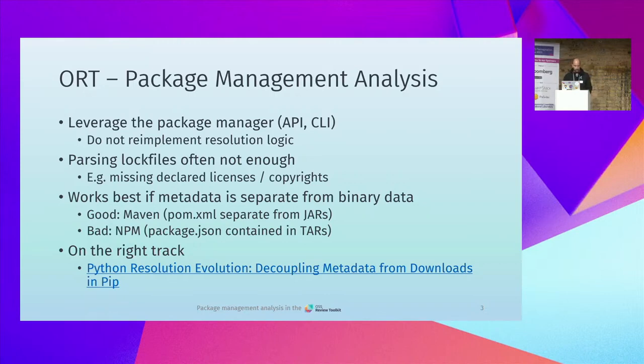All of this works best if metadata is separated from binary data. So a good example is actually Maven. Maven has been around for many years, but sometimes people, I believe, underestimate the very sane design choices that have been made in Maven. So the Maven POM XML is separate from the jars. And in contrast to that, for example, in NPM, the package JSON is actually contained in the tar file. And yeah, big shout out again to Danny and other people, because I'm very happy to see Python being on the right track by decoupling metadata from downloads in pip. So that was really great.